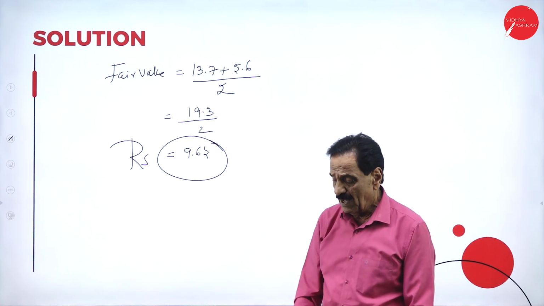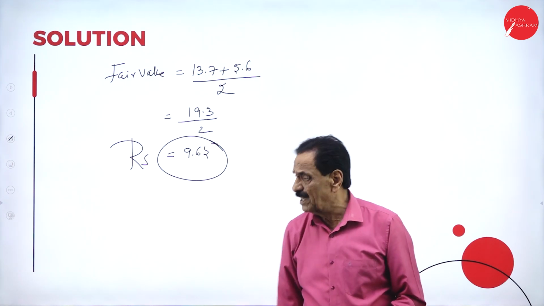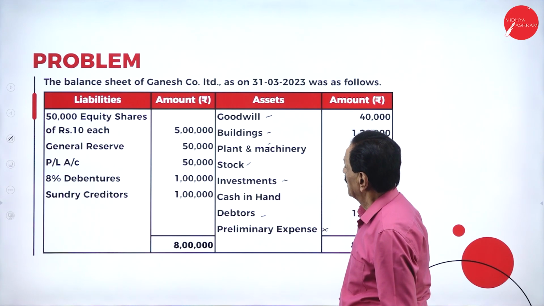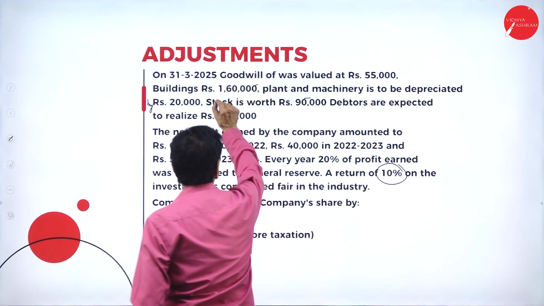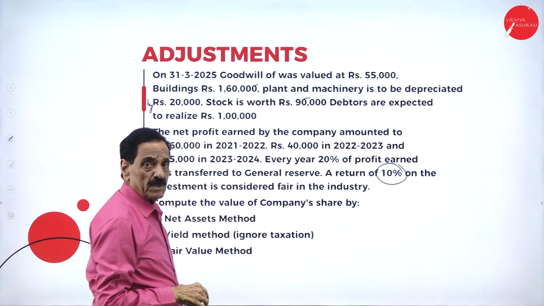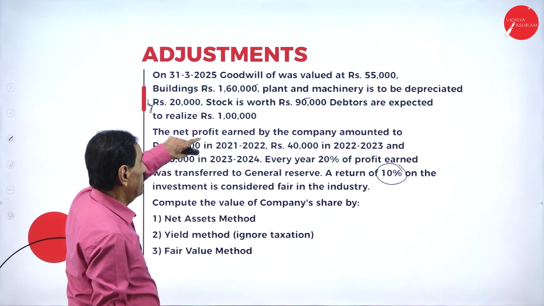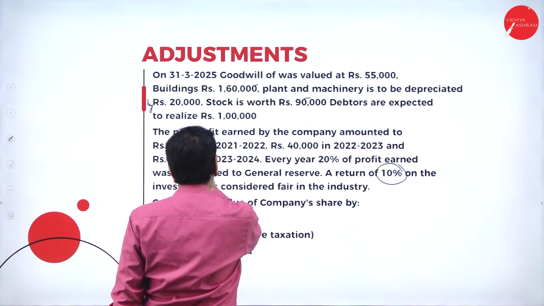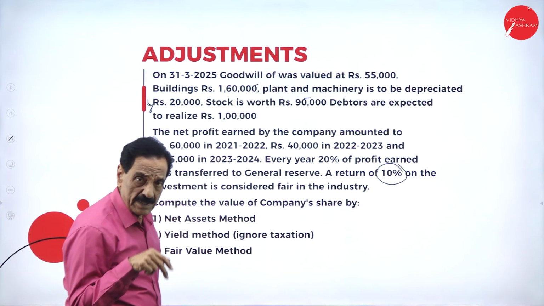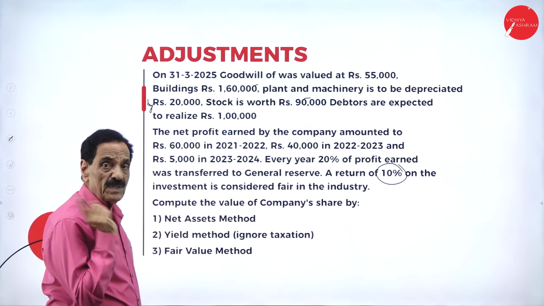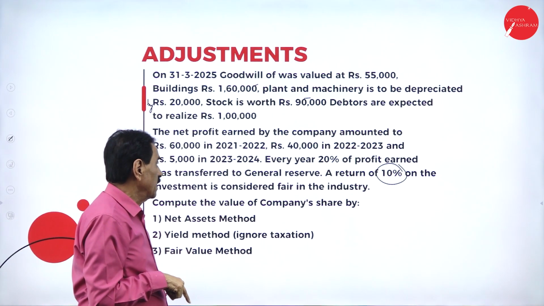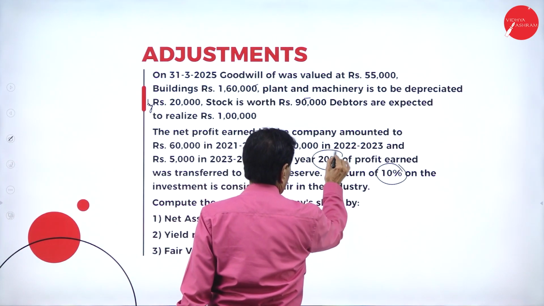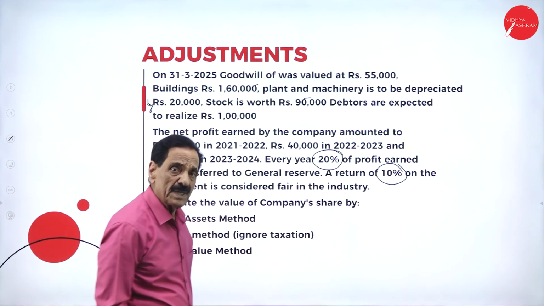So I've gone through the problem in great detail. The only point to bear in mind is that the values given in this problem are very low. Regarding the profit, they have given 60,000, 40,000, and in the third year only 5,000. The profit has come down, and that's why the value of the share has come down. Every year how much is transferred? 20,000. Normal rate of return is 10%.